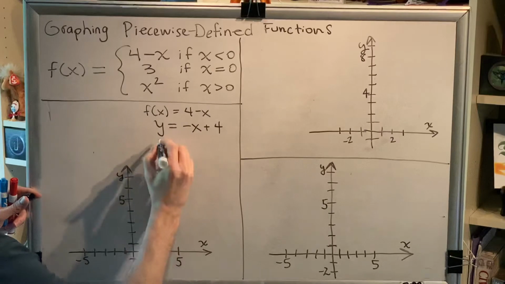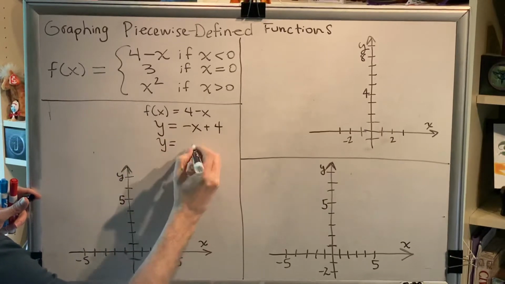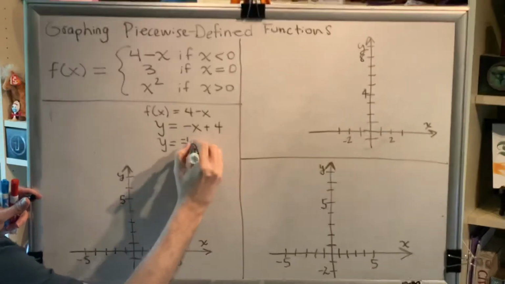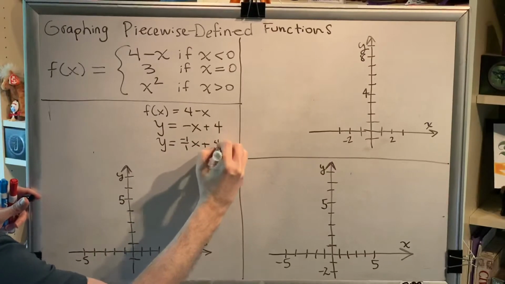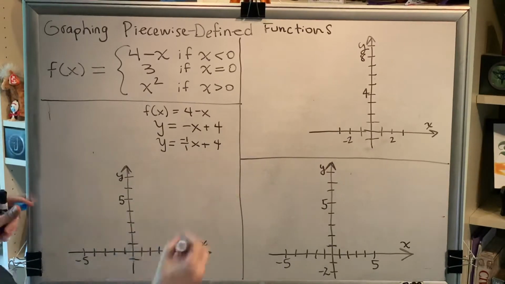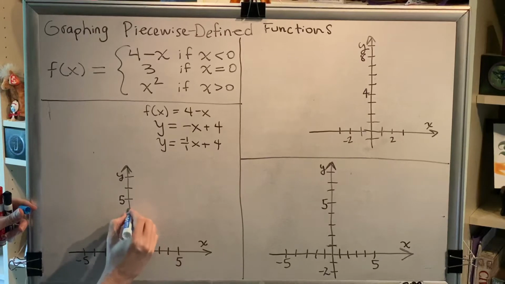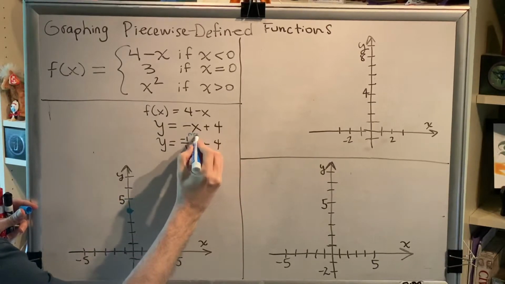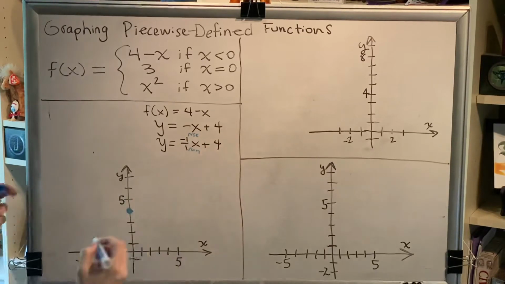You might recognize this as a line in slope-intercept form. The slope is -1, which, if we'd like, we can write as -1 over 1. And the y-intercept is 4. So creating a graph is very easy. All we have to do is plot the y-intercept of 4, which is right here, and then use the slope to rise and run to find other points on the line.